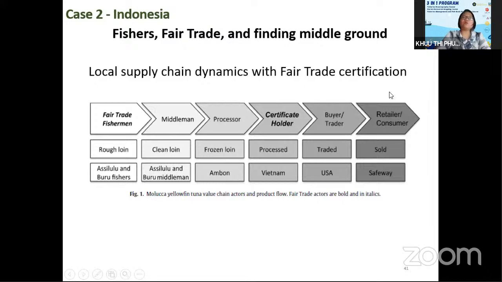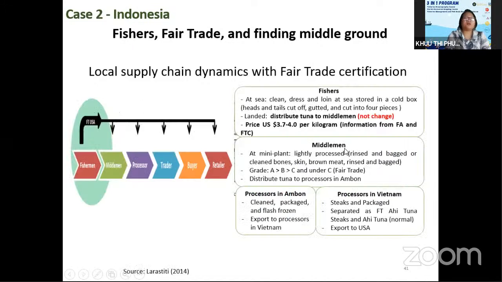And then they will provide to other agents. In this supply chain, the middleman only cleans the loin, and the processor will freeze it and provide it to the other agents. For fishers now, if they apply for fair trade certification, they can get information from the fishery association and fair trade certifiers. Last time they only asked the middleman, but now they have the information.